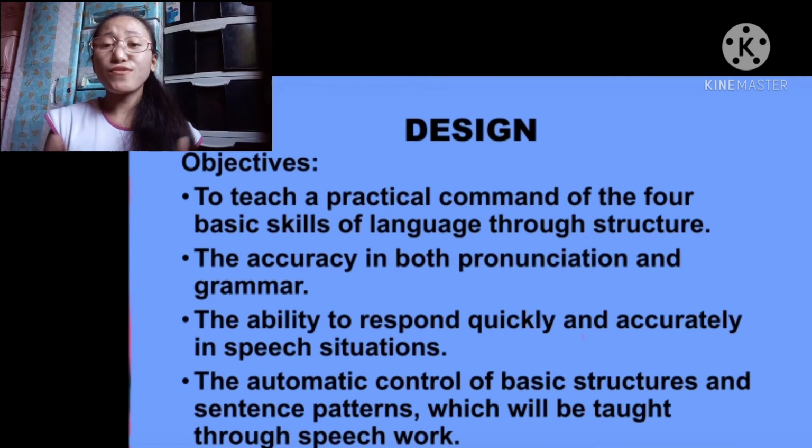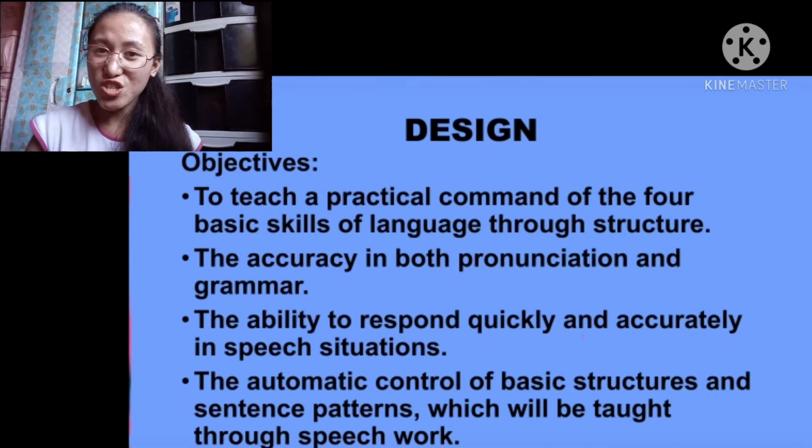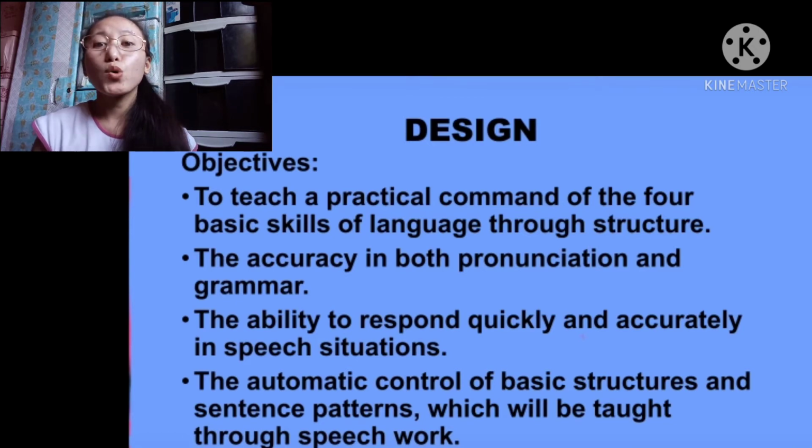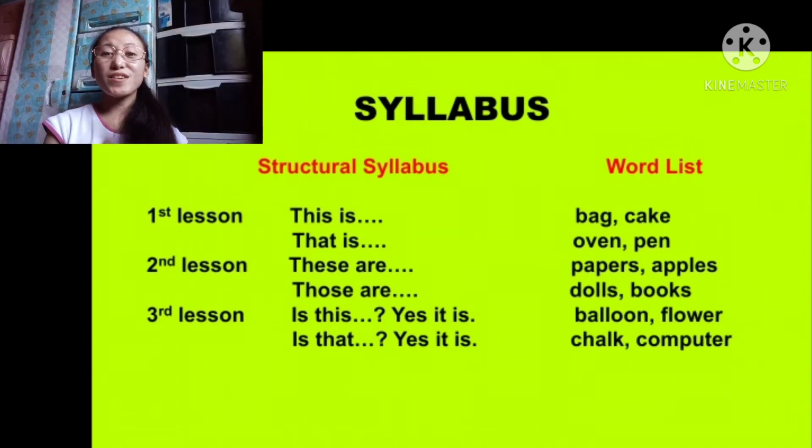The objectives of situational language teaching are as follows. First, to learn a practical command of the 4 basic skills of language through structure. Second, accuracy in both pronunciation and grammar. Third, the ability to respond quickly and accurately in speech situations. Fourth, the automatic control of basic structures and sentence patterns, which will be taught through speech work. Now let's move on to the syllabus.